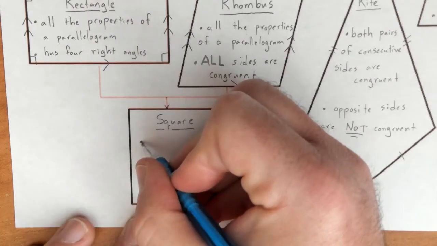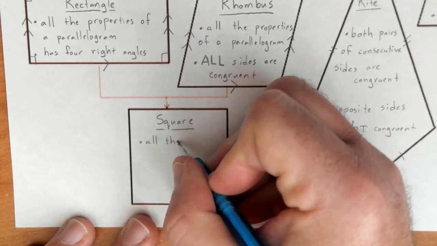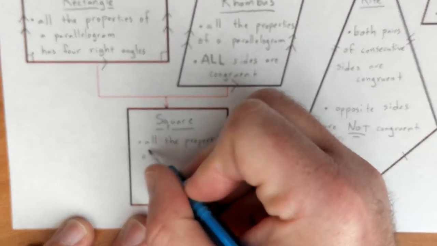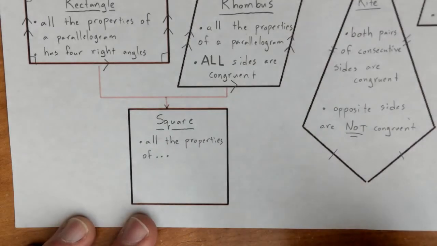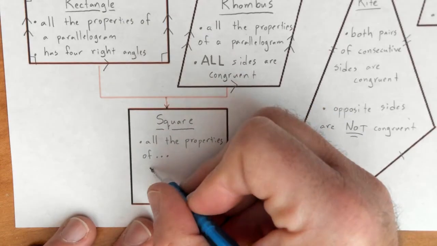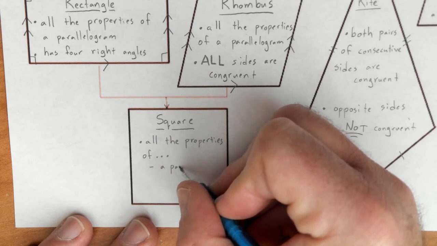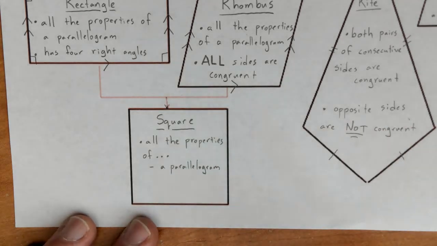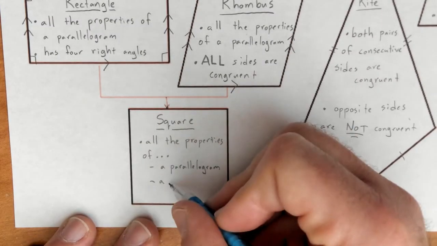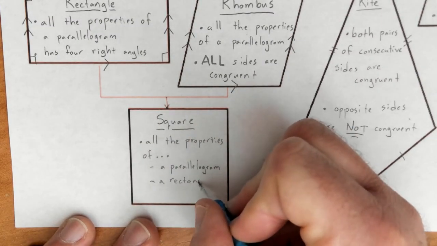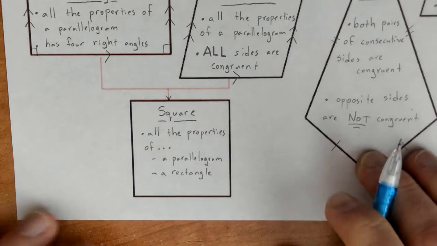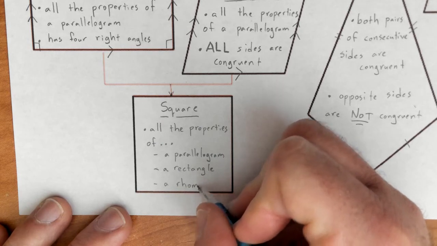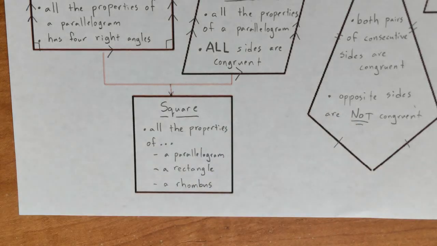It has all the properties of a parallelogram. It is a parallelogram. It has all the properties of a rectangle, because it is a rectangle. And it has all the properties of a rhombus, because it is a rhombus. The square gets to be everything.